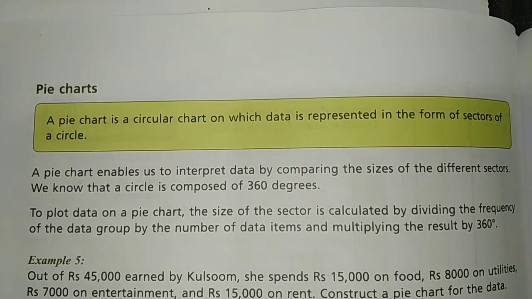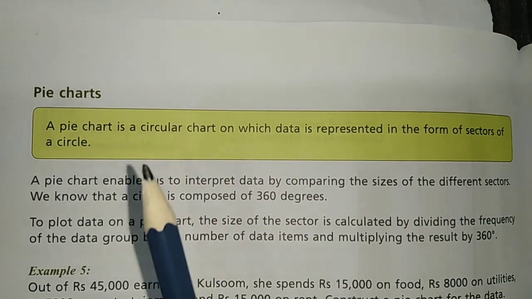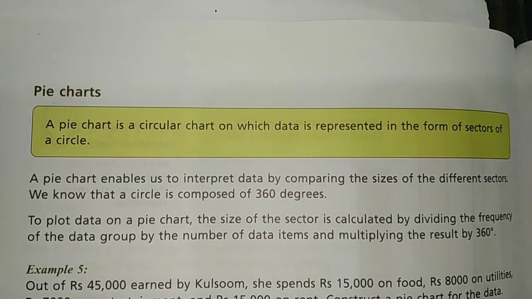Pie charts. A pie chart is a circular chart on which data is represented in the form of sectors of a circle. A pie chart enables us to interpret data by comparing the size of the data sectors. We know that a circle is composed of 360 degrees. To plot data on a pie chart, the size of the sector is calculated by dividing the frequency of the data group by the number of data items and multiplying the result by 360. So students, you will get the concept of pie charts in the questions when we have to solve them.